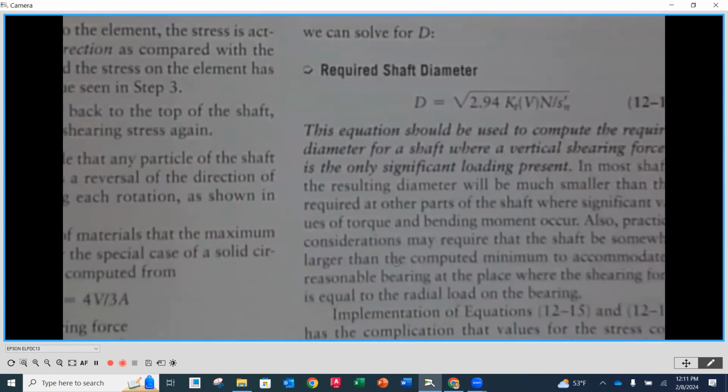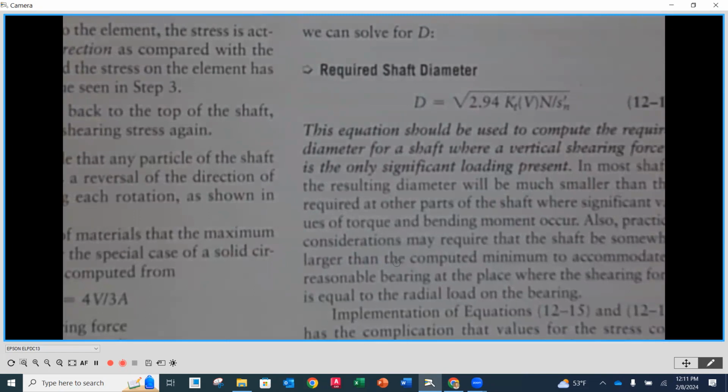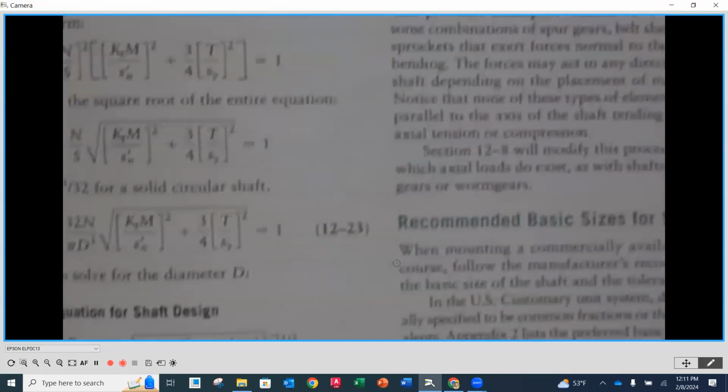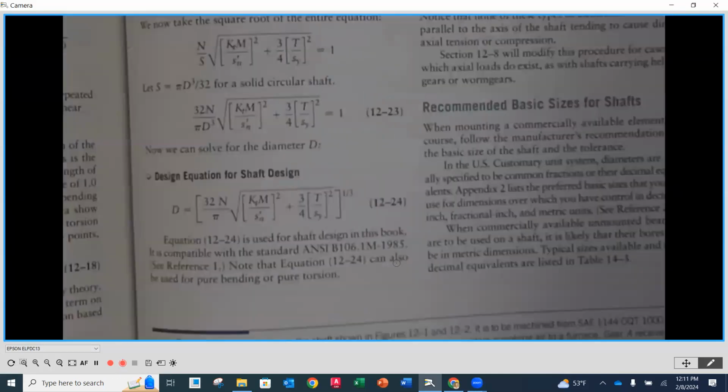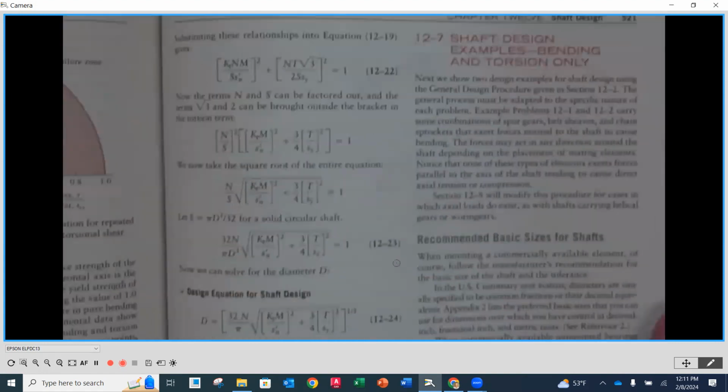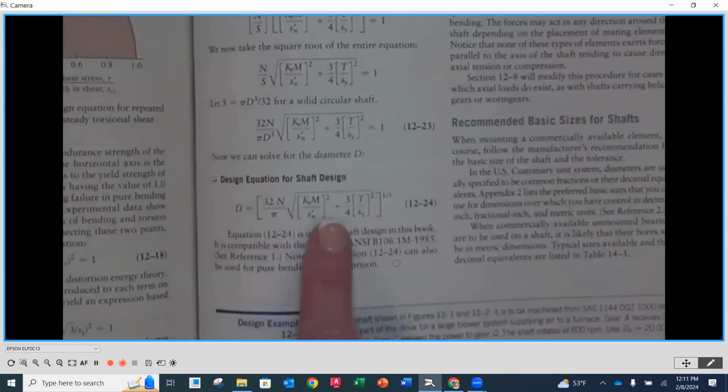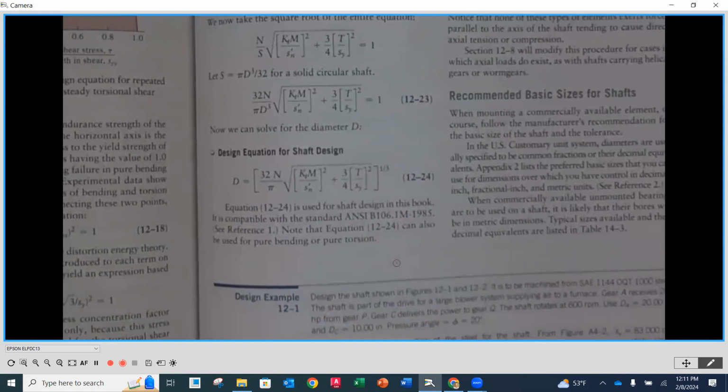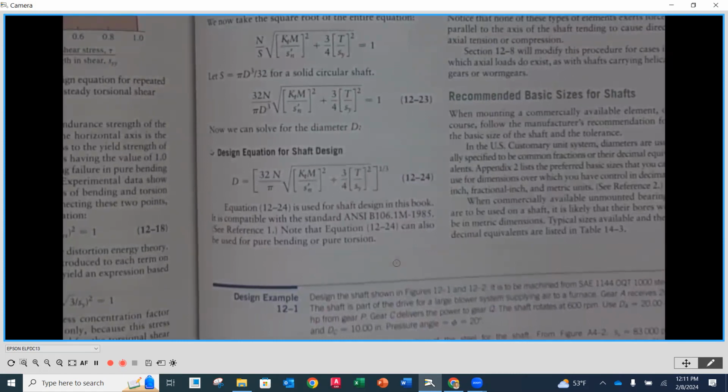Doing it by hand wouldn't be that difficult, but when we look at our spreadsheet, we're going to see that in the vertical shear section only, this is going to be the equation that's there, okay? Now, for the other types of stresses that we see, the equation is going to be found on page 521. And the base equation here is 1224. Now, 1224 combines together in one equation for a minimum shaft diameter, bending and torsion.